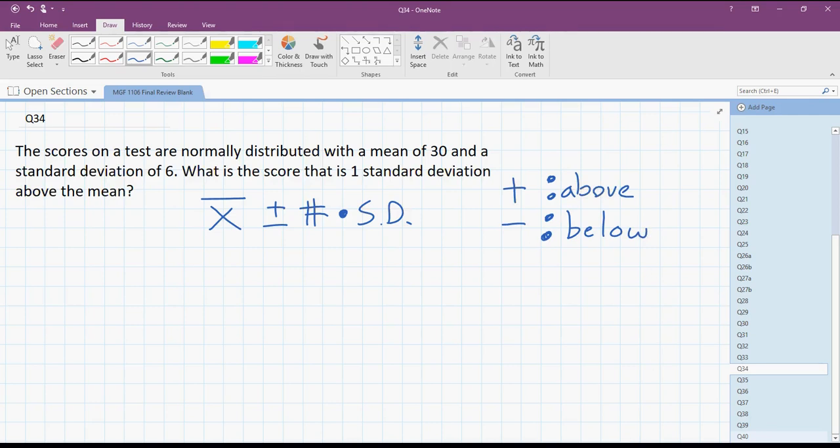So let's start filling in what we know. Do we know what the mean is? It is 30. So it's above, absolutely. So that's the plus. That was our mean. So the number they want is 1. And then what's the standard deviation? 6.